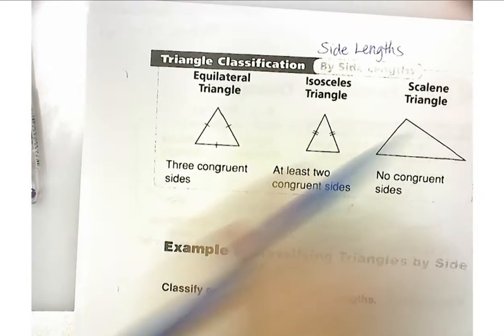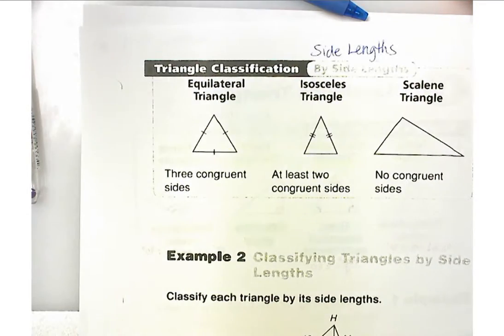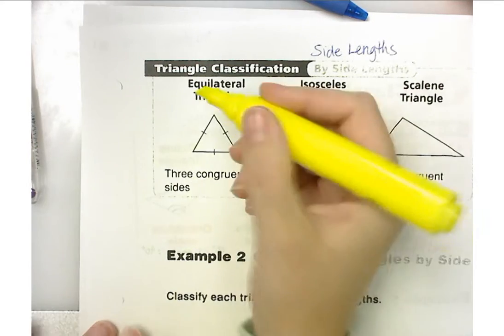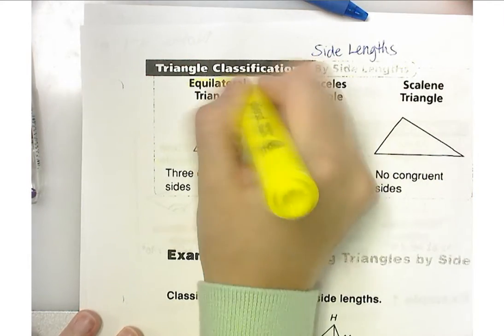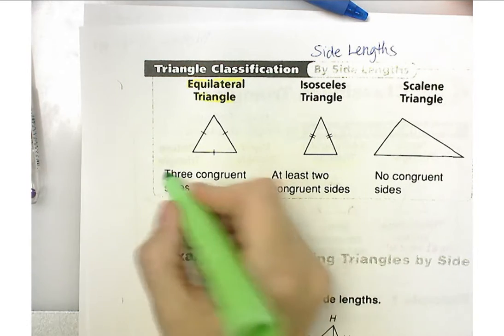So the first type we have is an equilateral triangle. And Matt, how do we know if we have an equilateral triangle? All the sides are congruent. Good. So if it's equilateral, all three sides are congruent. Now, if you're looking at a picture, Allie, how are we going to tell from the picture that they're congruent?